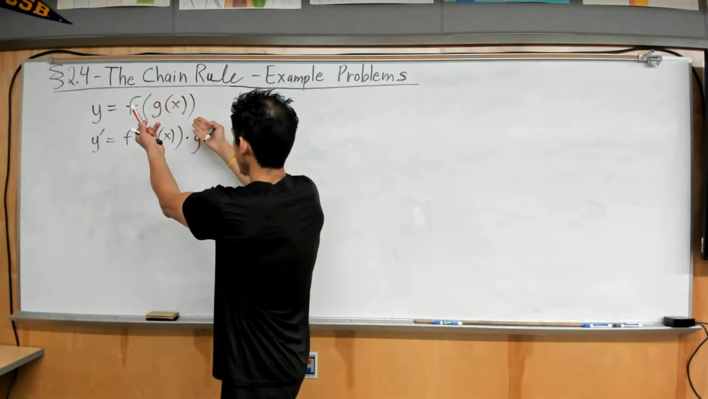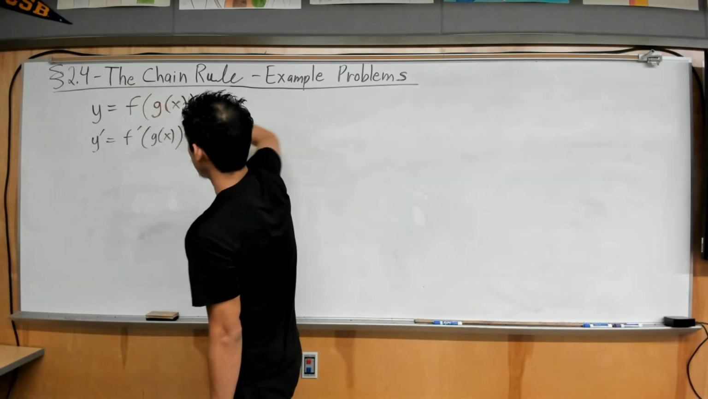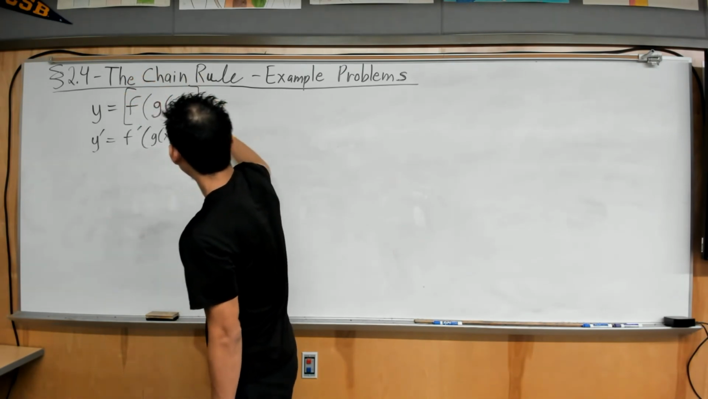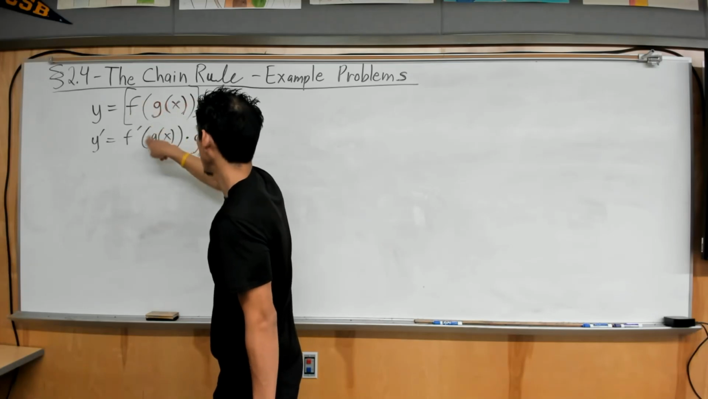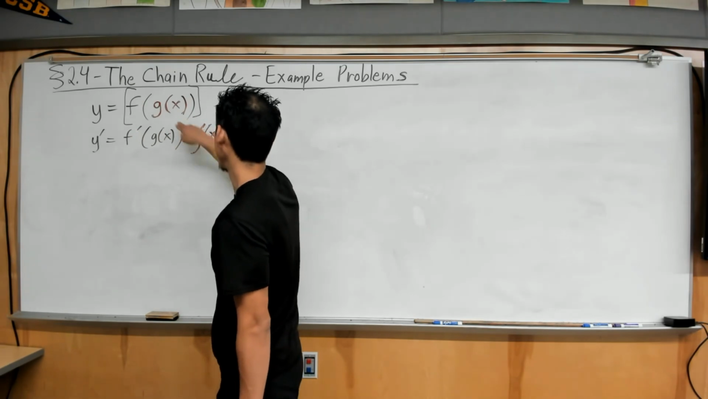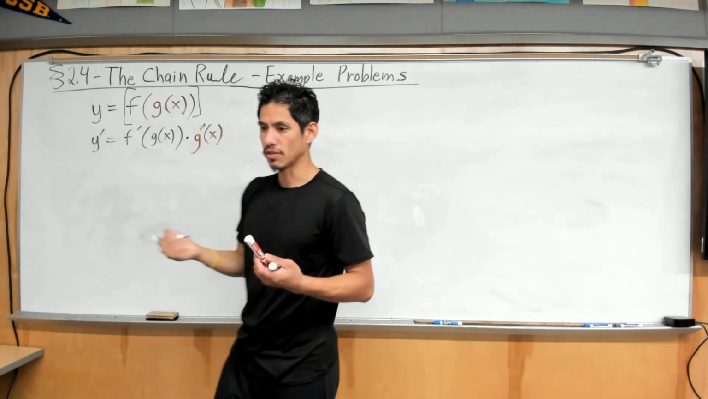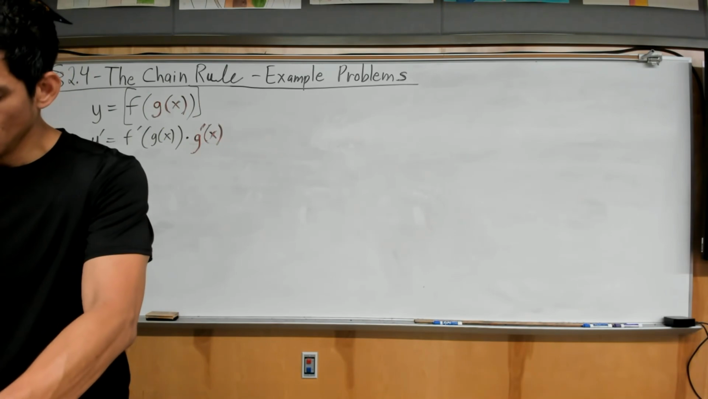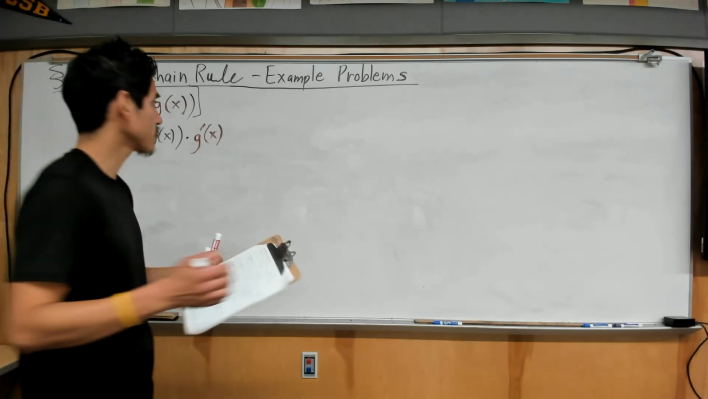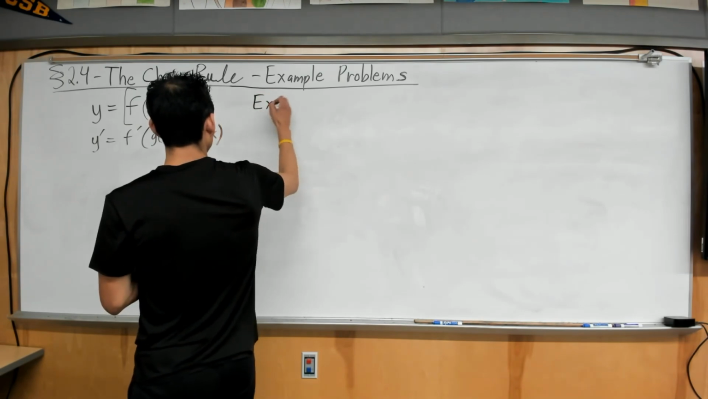So think of it like this: you have the red function inside the black function, and if you want to find the derivative of this whole thing, you've got to take the derivative of the black function, keep the inside the same, and then multiply by the derivative of the inside function, g of x, or g prime of x. So let's look at an example. Usually they'll use something called u substitution, but that doesn't really matter.